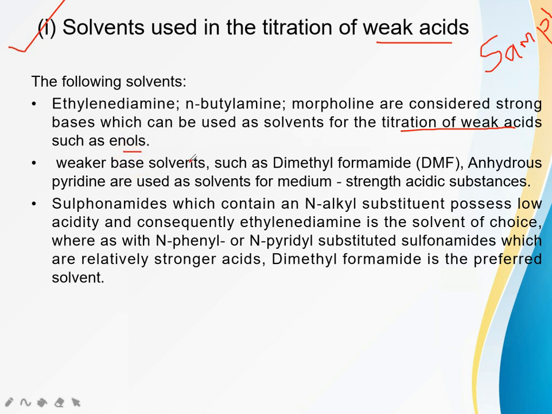And weaker base solvents like dimethyl formamide, in short DMF, and anhydrous pyridine can be used for the titration of medium to strong acidic substances. In the case of low acidity substances like sulfonamides which contain N-alkyl substitution, you can choose ethylene diamine as the solvent. For the stronger acids like sulfonamides with N-phenyl or N-pyridyl substitution, you can use dimethyl formamide as the solvent.